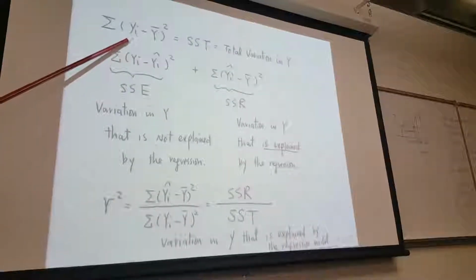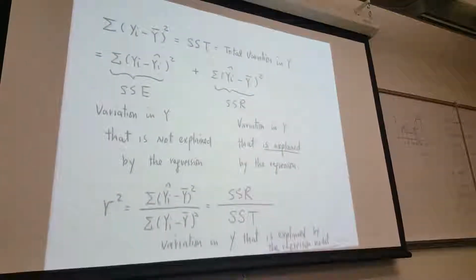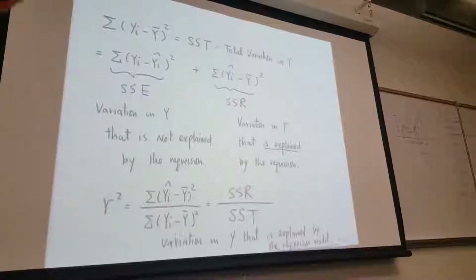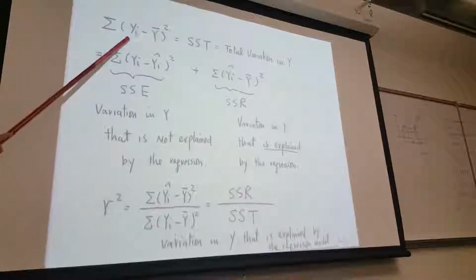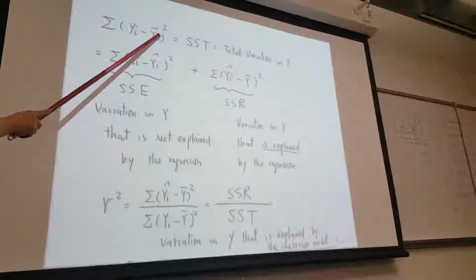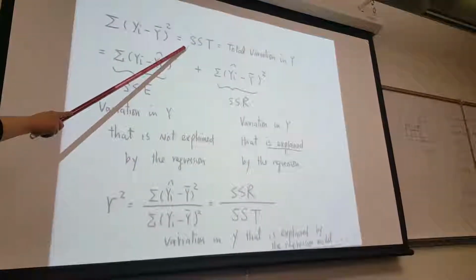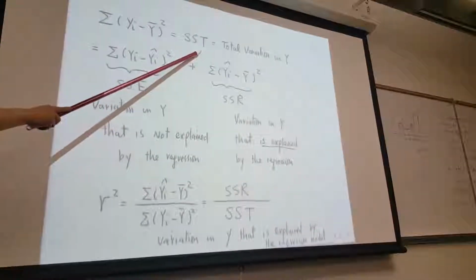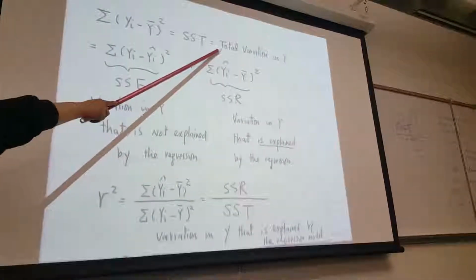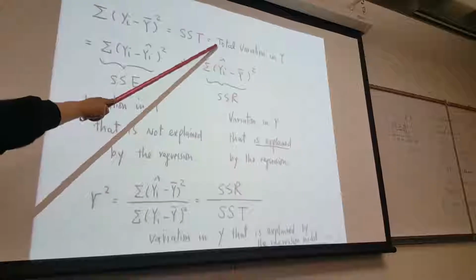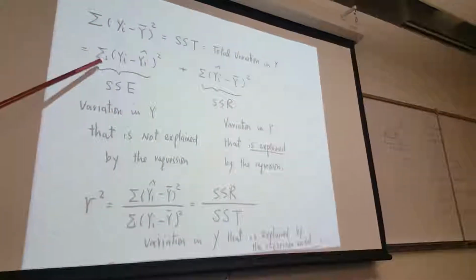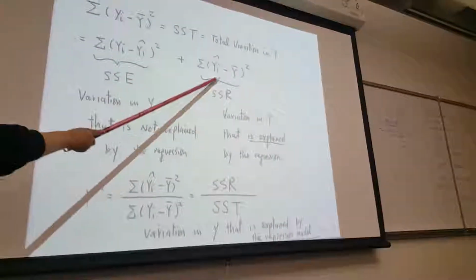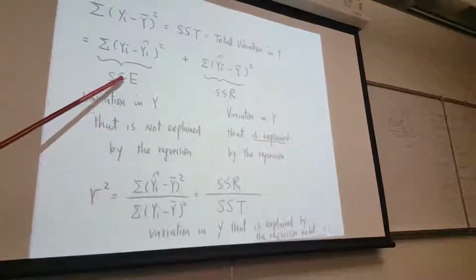Summation yi minus y bar squared. As I just mentioned, this is SST, the sum of squares total. And this term is used to measure total variation in the Y direction. And we just showed you this term can be decomposed into two parts. First one is called SSE.